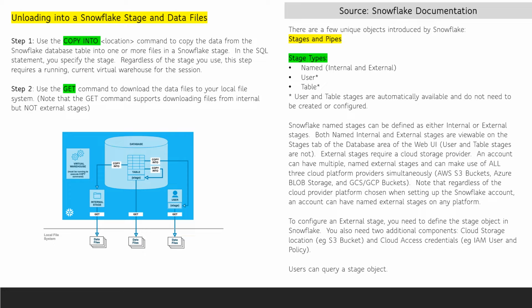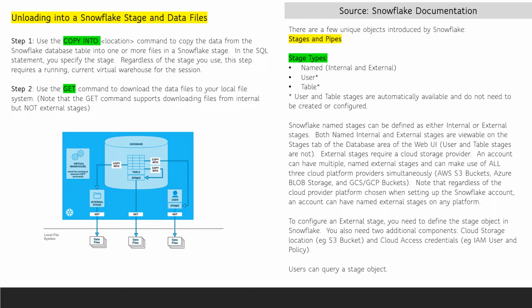Unloading data into a Snowflake stage occurs in two steps. First, the copy into command is used to copy the data from the Snowflake database table into a Snowflake stage. This stage does require a running, current virtual warehouse for the session. In the next step, the get command is used to download data files to your local file system. Note that the get command supports downloading files from internal but not external stages.